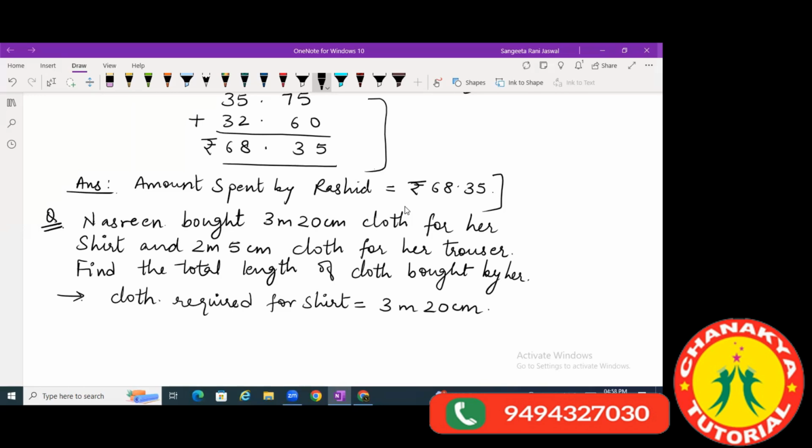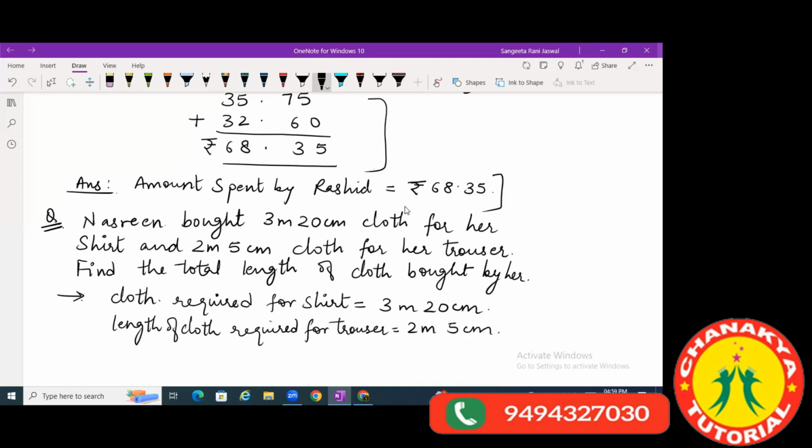Okay, Bhavesh, tell me the next statement. Ma'am, length of cloth required for trousers. Okay, I'm just writing length of cloth, otherwise you can write cloth required. Length of cloth equals 2 meters 5 centimeters.